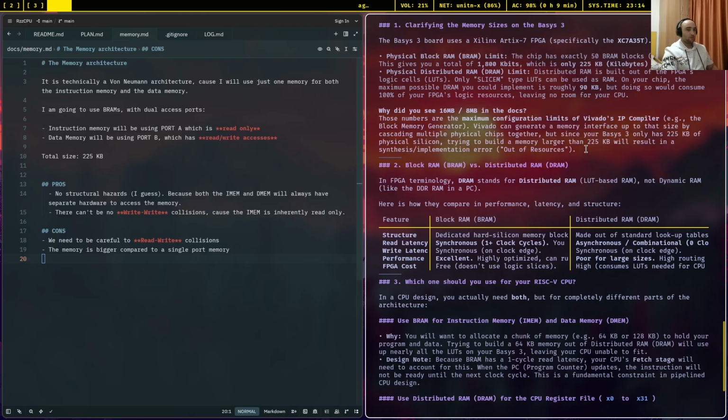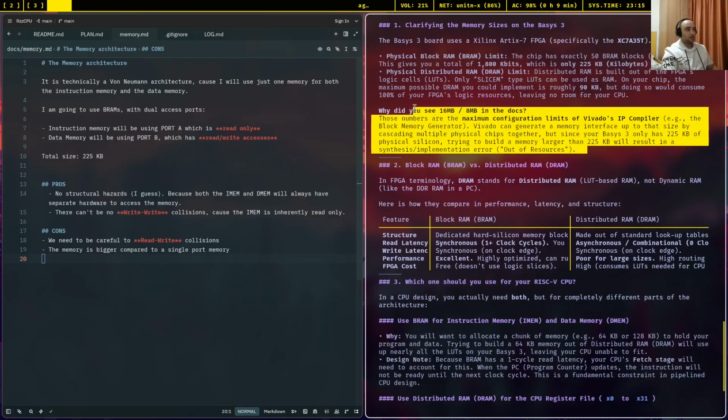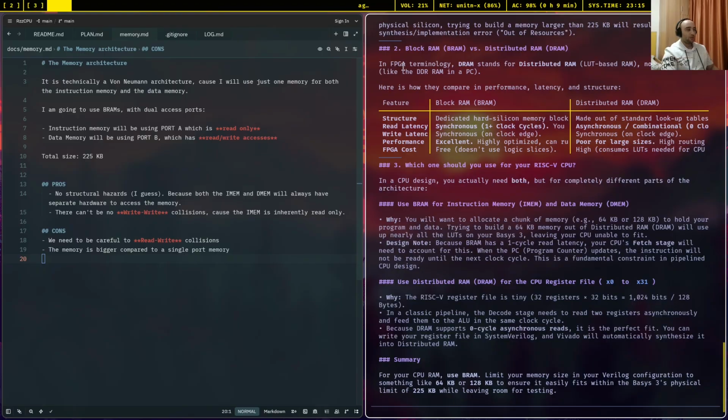So these were just basically the maximum number that Vivado can create. So 16 megabytes of VRAM and 8 megabytes of DRAM. But that doesn't mean that you can create that, because the FPGA is smaller.